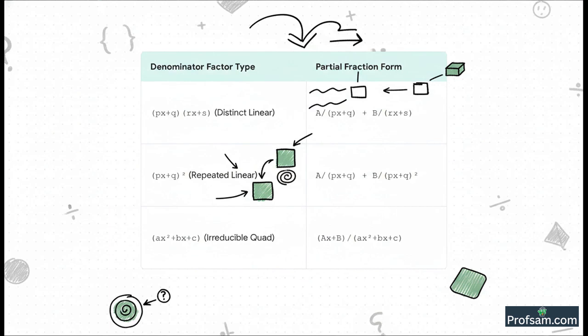Look at the first type. If you have simple, different factors on the bottom, you just use A over the first one, B over the second one. The second type shows what to do if a factor is repeated, like with a square on it. And the third is for when you have a quadratic that you just can't factor any further. We'll focus mainly on the first two today.